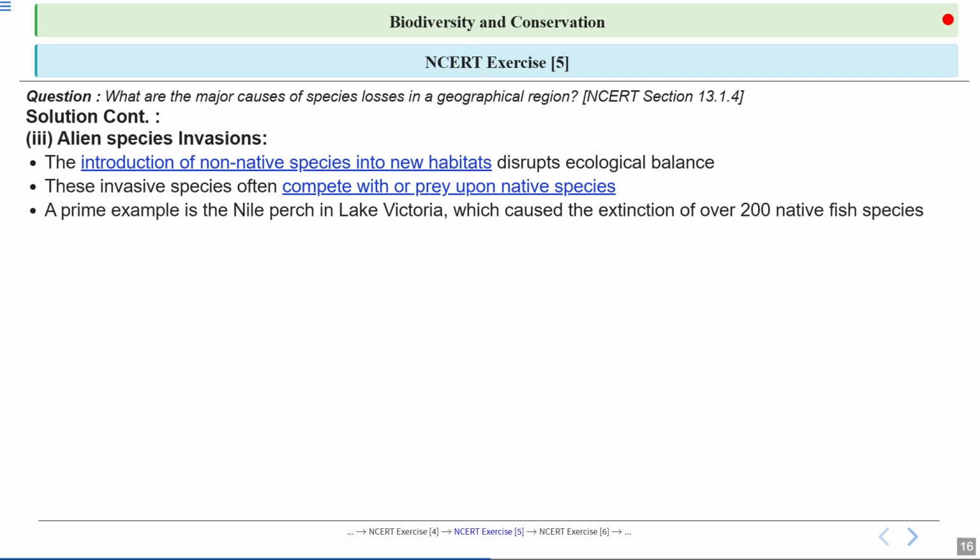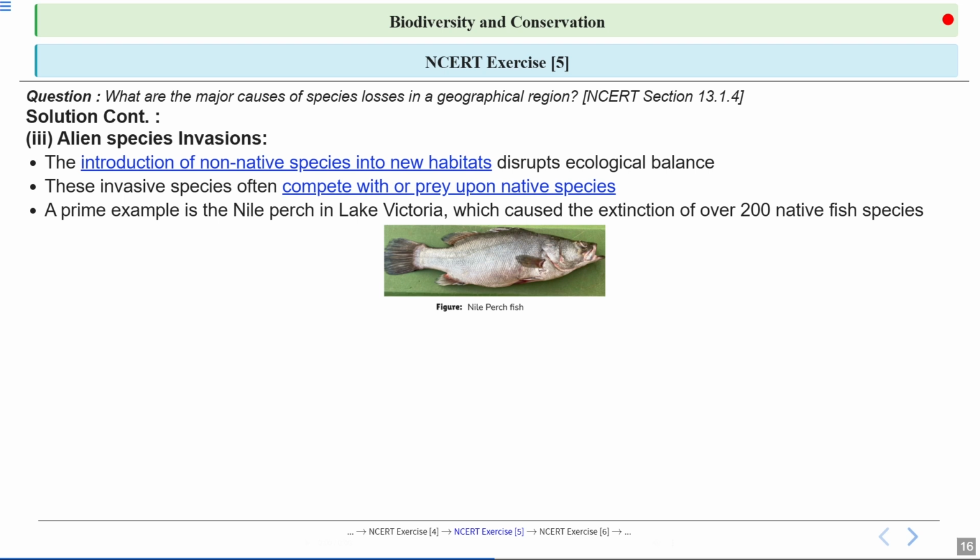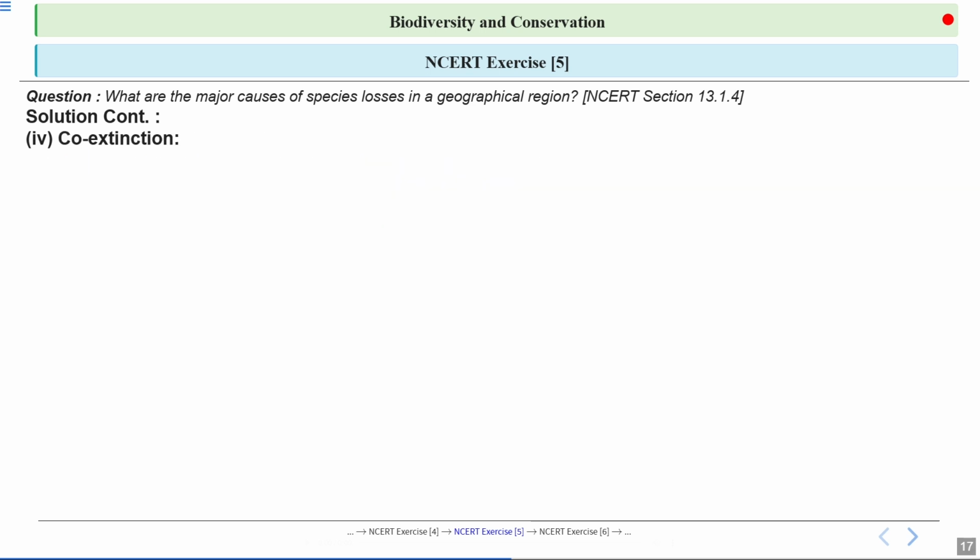As a ferocious predator, the Nile perch consumed the lake's native cichlid fish, leading to the near extinction of over 200 cichlid species and a major disruption of the native ecosystem. So this is an image showing you the Nile perch, which is a non-native species. It is an alien species in Lake Victoria. The next one is co-extinction.